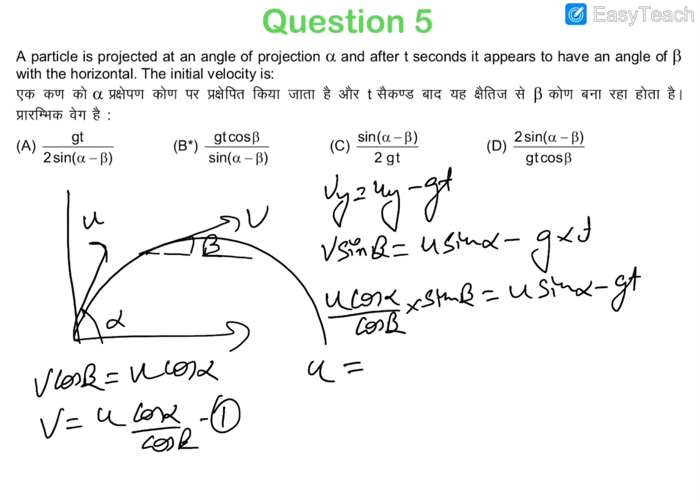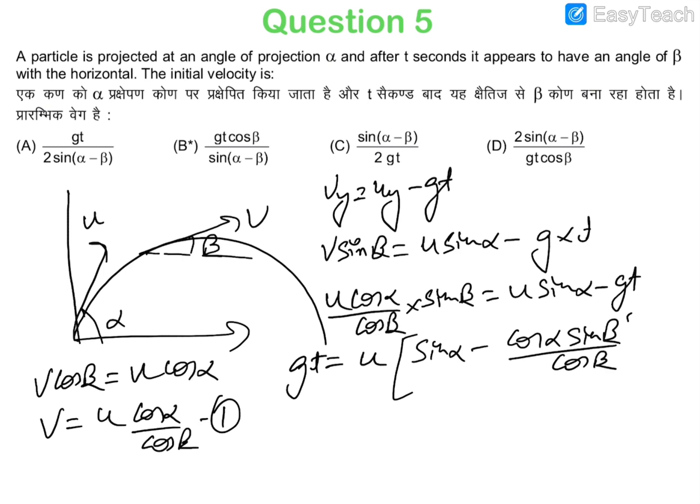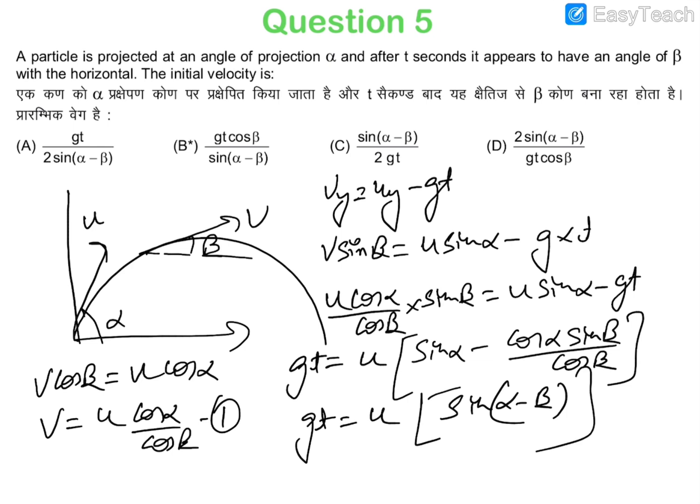in fact let us separate the terms, gt will be equal to, u is common, sine alpha minus cos alpha sine beta upon cos beta. So gt will be equal to u into sine alpha cos beta minus cos alpha sine beta is sine alpha minus beta, divided by cos beta. So the correct answer is B.